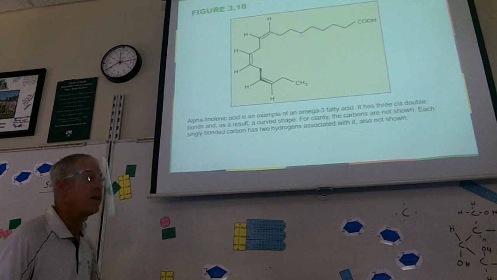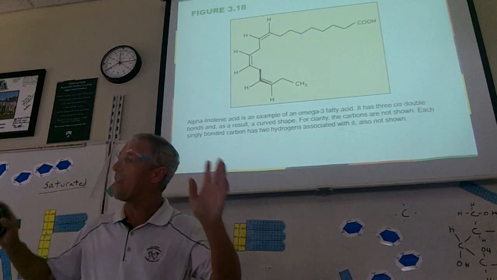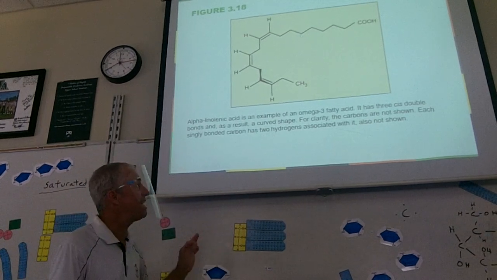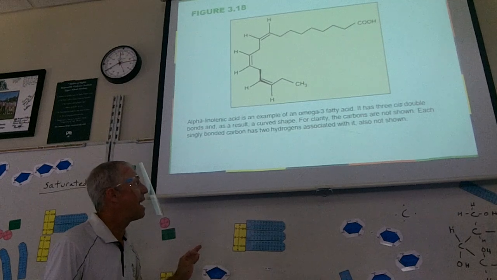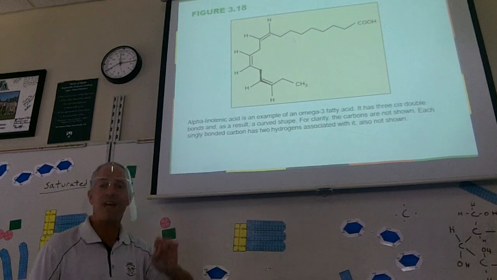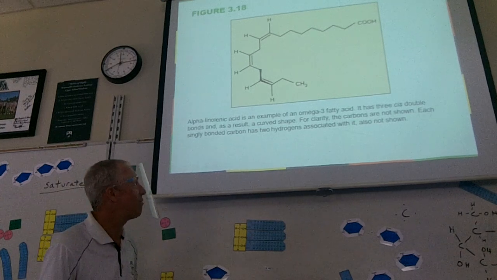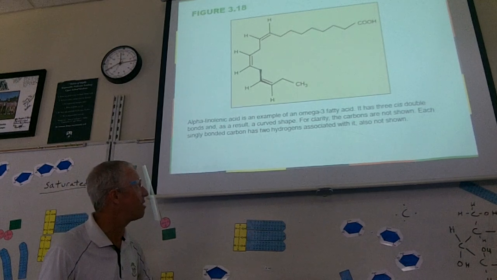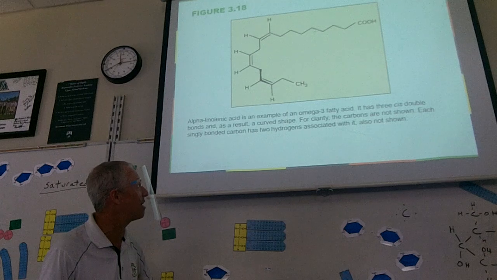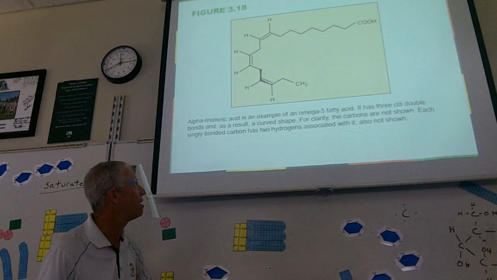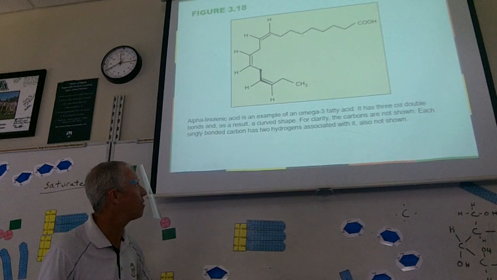Whenever you're drawing, the shorthand way to draw organic molecules is to leave out the carbons in the chain and to leave out the hydrogens that are attached to the carbons. So if we leave out the carbons and hydrogens, you're left with nothing but lines. The lines represent the bonds. So there's a carbon there, carbon there, carbon there, carbon there.